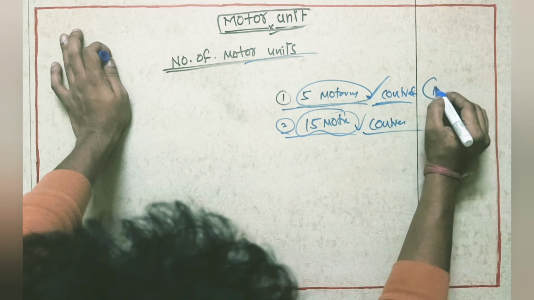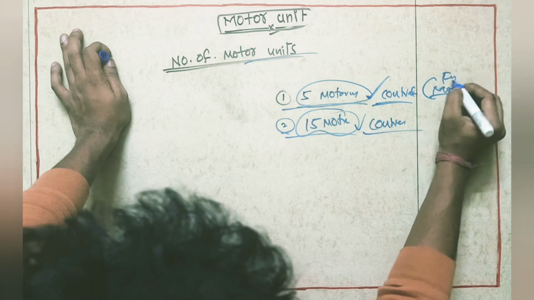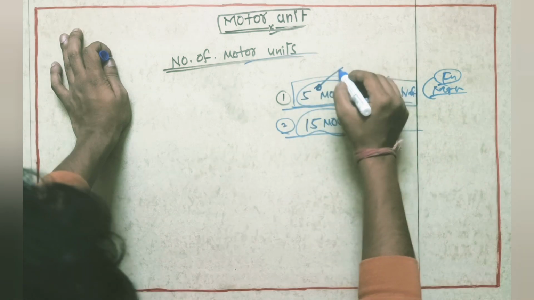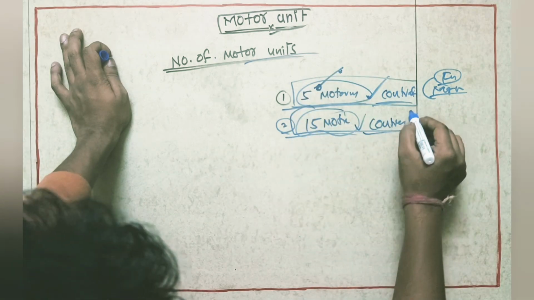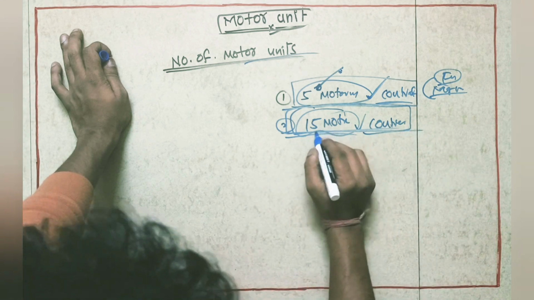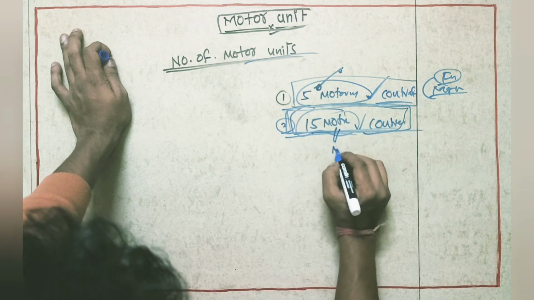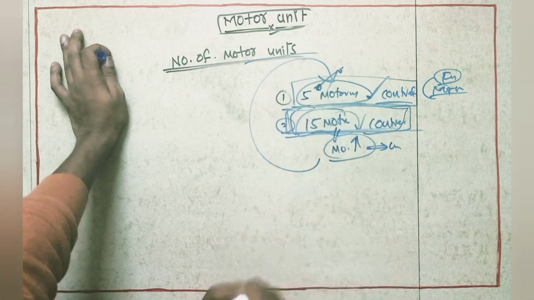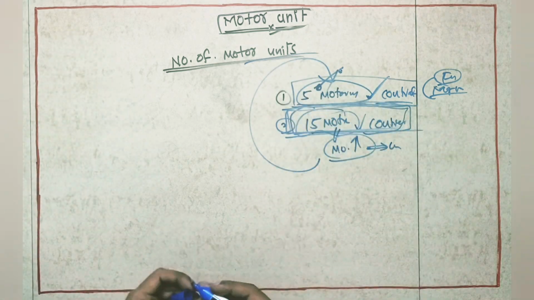But the magnitude, I mean the force. How forceful it will contract: if 5 motor units are there, this muscle contraction will be less compared to the muscle with 15 motor units. Understand? If we have 15 motor units, motor units are more, so muscle contraction will be more compared to this one, because here motor units are less.